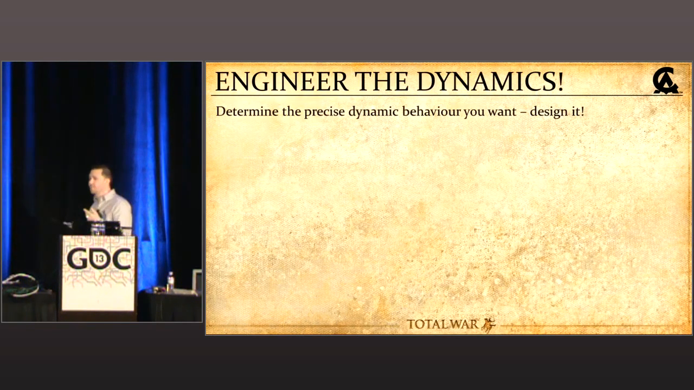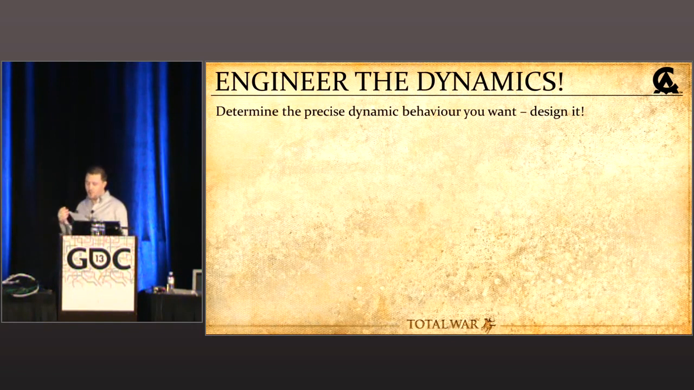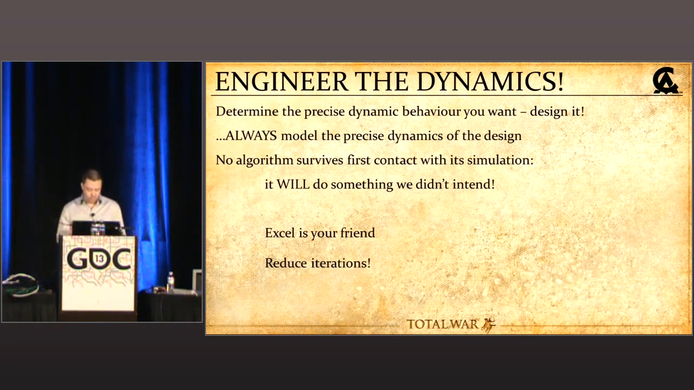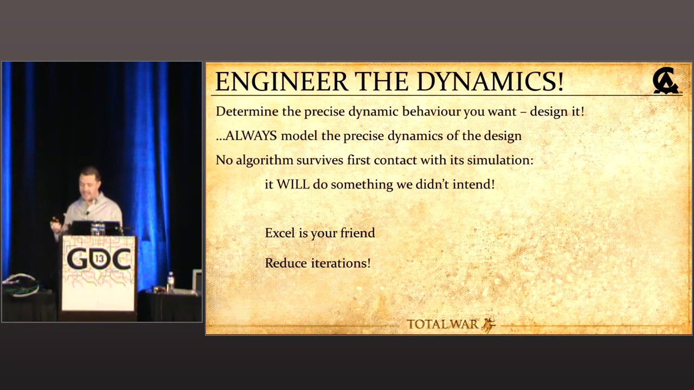So the message that I'm trying to push underlying all of this is that we need to consciously design the dynamics that we want. We need to model the dynamics before they get coded up. We need to use Excel as a design tool, right? It can massively reduce the iterations that the coders have to go through. Now most of us do this to some extent, but we all need to do it systematically as a habit.